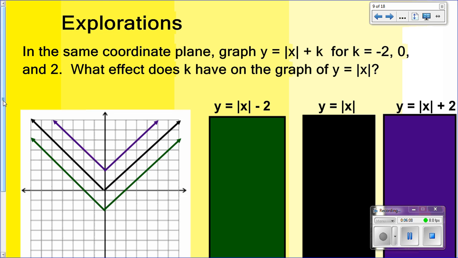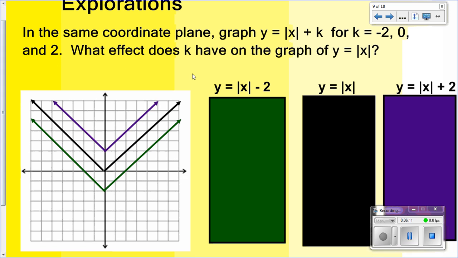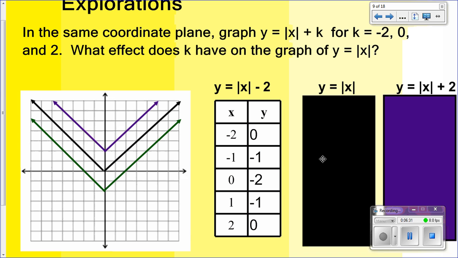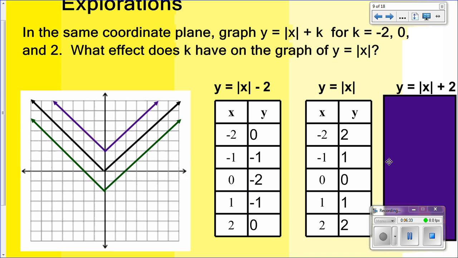Now we're going to change it a little bit again. I want you to do the same thing, except this time, here's your equations. We're going to change the variable k at the end. First, we're going to subtract 2. Here's our parent function. And then we're going to add 2. Make your charts. You can already see the equations. And let's see how you do with this one.